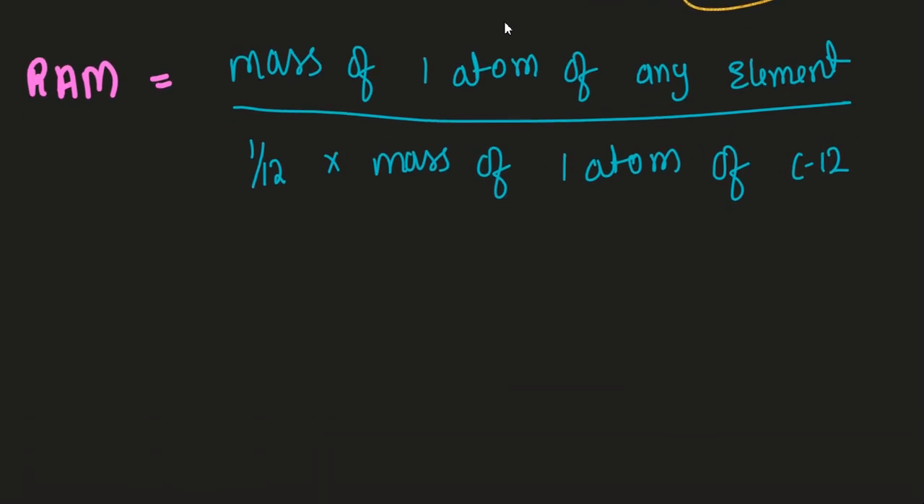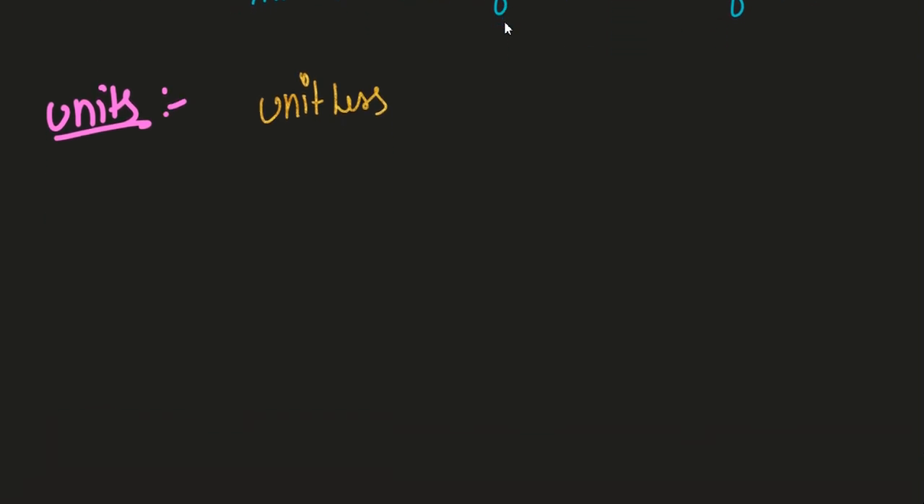Now let us talk about the next part, units, right? Coming to the units, above also mass, below also mass, mass gets cancelled. Relative atomic mass is unitless, right? Why is it unitless? Because in numerator and denominator both are mass, and they get cancelled.